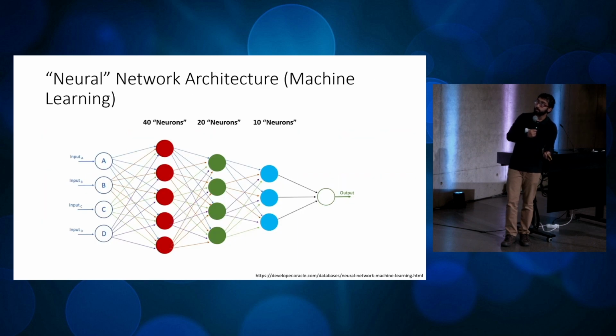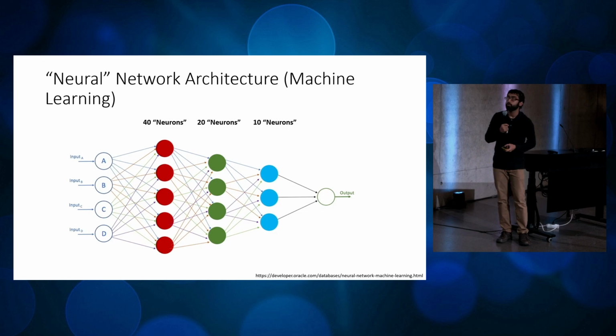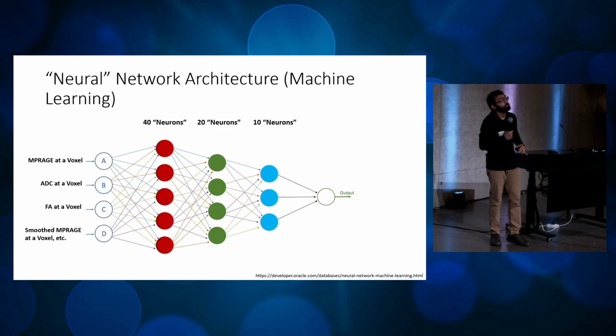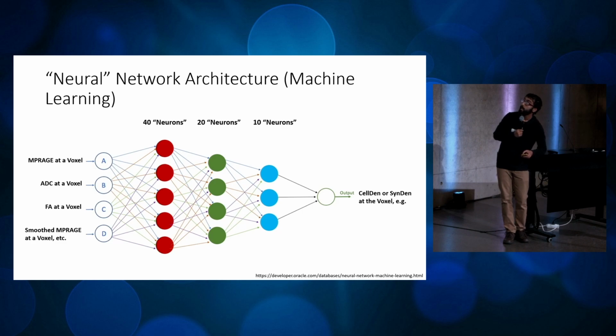So this over here is the neural network we use for training. It works on a voxel by voxel basis, so it's not a convolutional neural network. We'll provide the MP-RAGE, ADC, and fractional anisotropy at a voxel, as well as about 12 other data points as we put these data sets through different levels of Gaussian smoothing. And this goes into the network. It's a fully connected network with 3 layers, 40, 20, 10 neurons, and the output is cell density or synaptic density depending on what we're training it for.